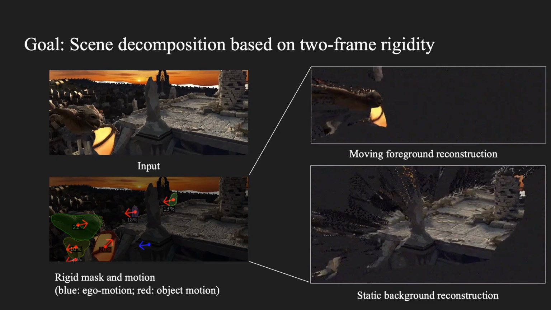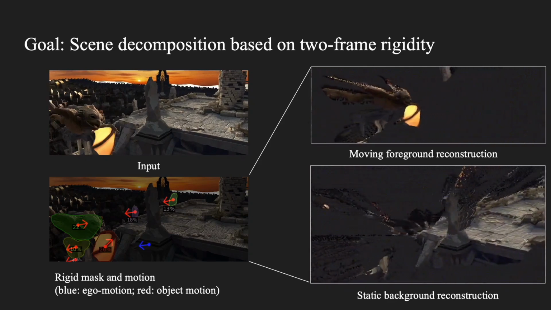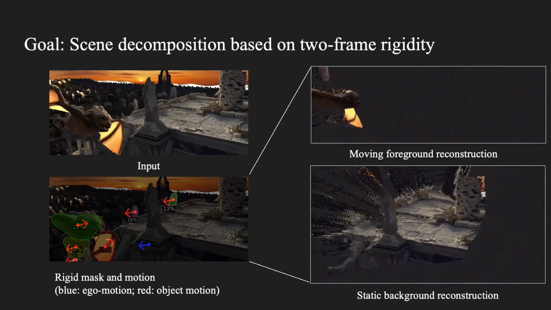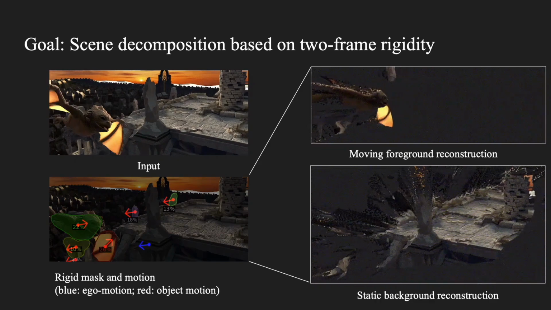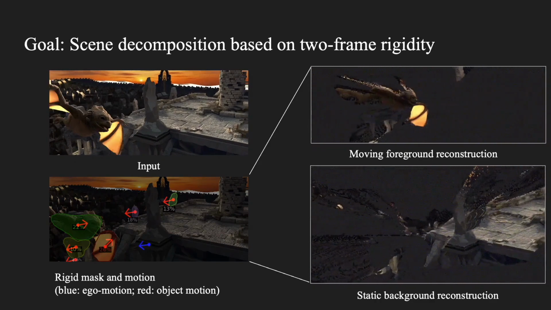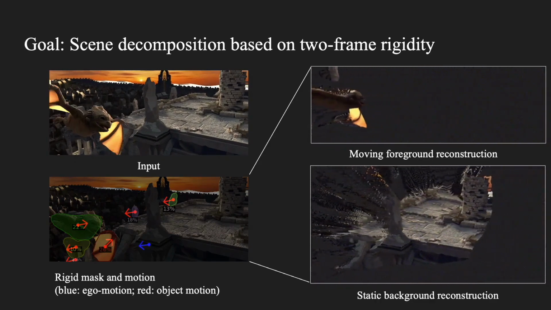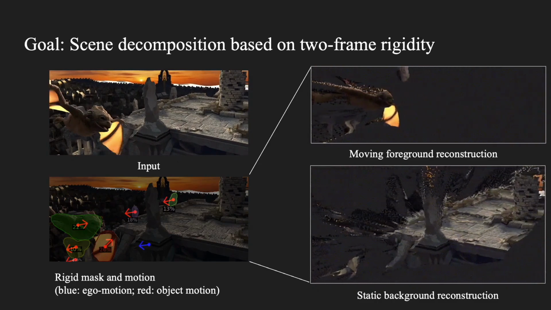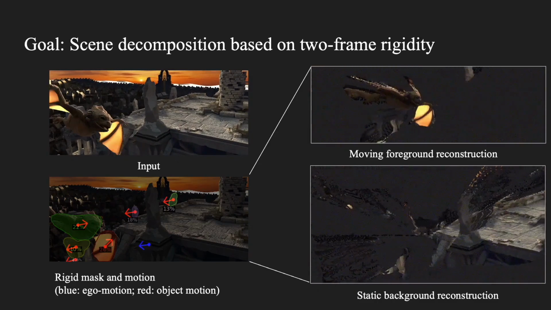Then, the motion of each component can be parameterized by a 3D rigid transformation, as shown by the blue and red arrows, where blue designates background motion relative to the camera. Such decomposition is shown to be useful for two-frame depth and scene flow estimation.